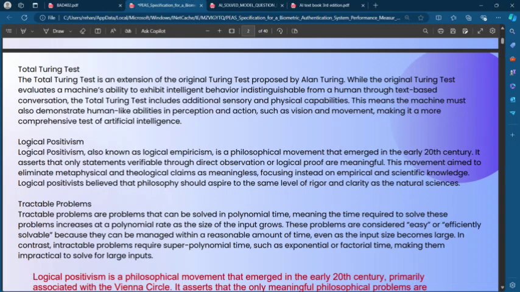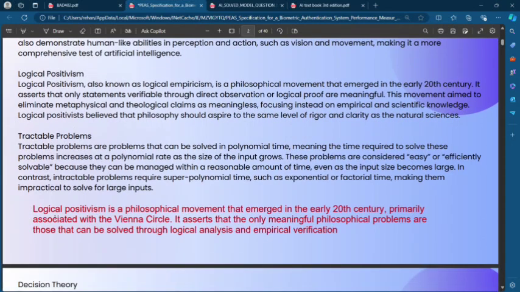What is logical positivism? So logical positivism is nothing but whatever this machine will do, right? That should have some logic. It should have some logic, okay? So that's nothing but logical positivism. So let us see here. I have highlighted this thing here. Oh, it's not getting selected.